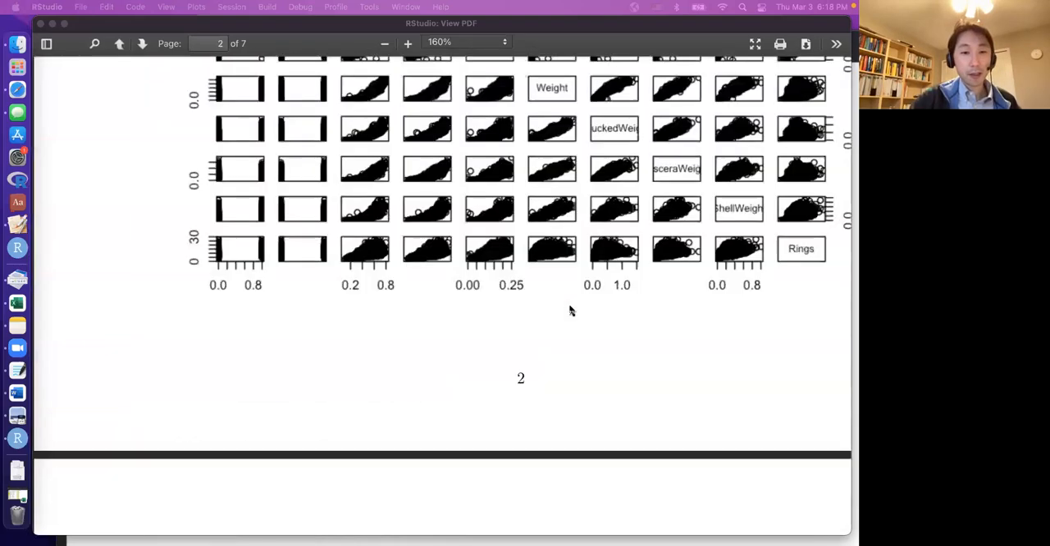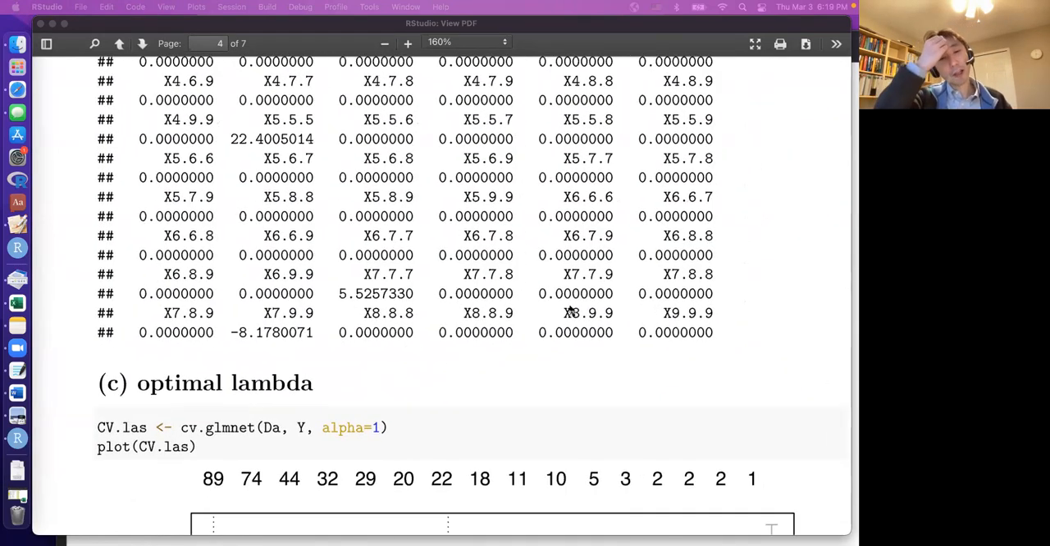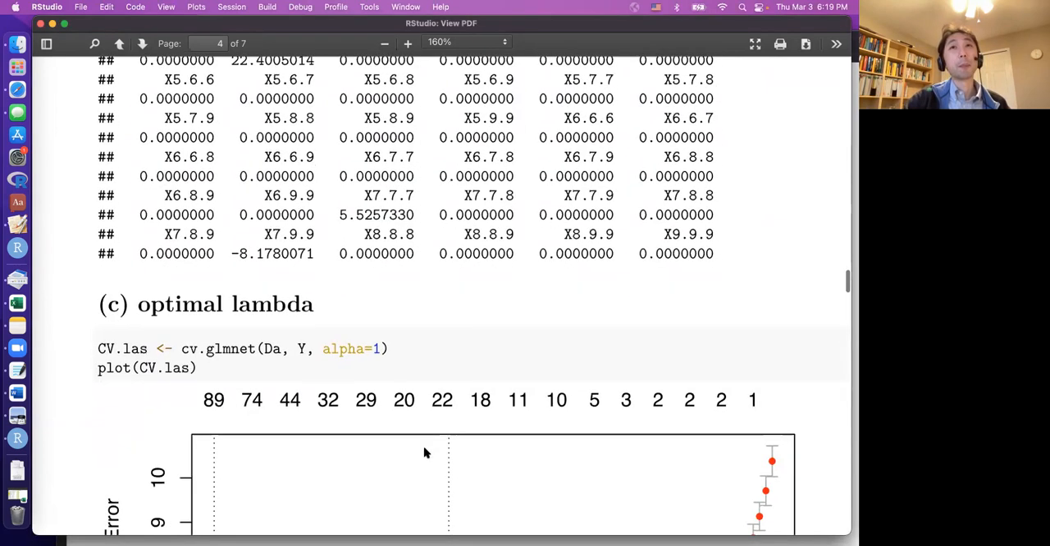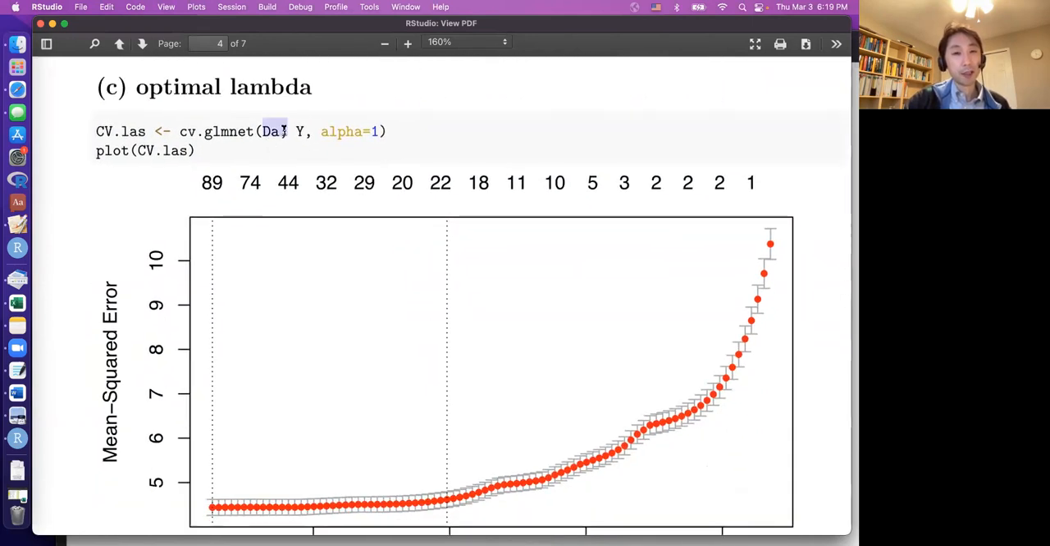Okay, maybe I discuss how to do it. For C, there are several ways. One way is to fit the glmnet function with lasso and specify several lambda values. Another way is to use the cv.glmnet function, which can automatically choose the best lambda. Here is the data, the predictors, and y, the response. Then you can get the entire result.